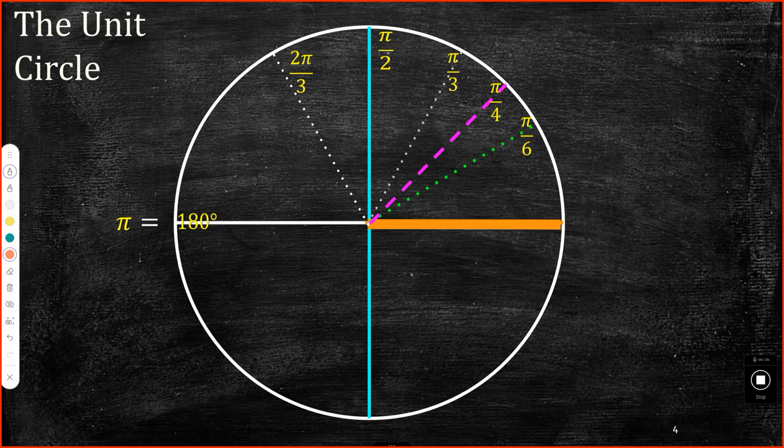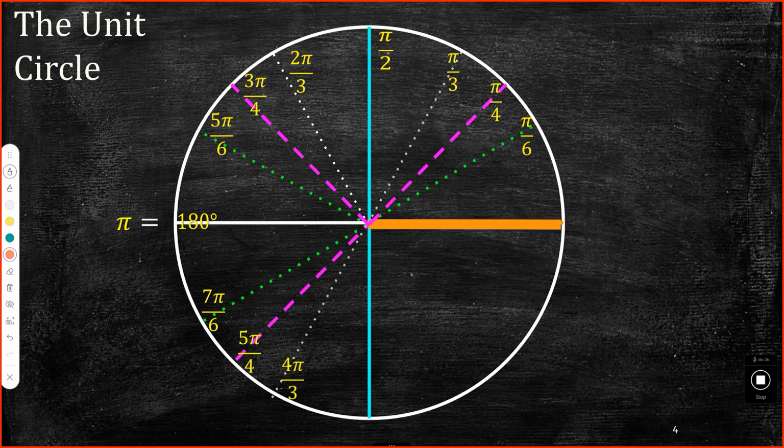What's the next one going to be? 4 minus 1. What's 4 minus 1? 3 pi by 4. What's the next one going to be? 6 minus 1? 5 pi by 6. These ones you add straight down. What's 6 plus 1? 7 pi by 6. What's the next one going to be? 5 pi by 4. What's the next one going to be? 4 pi by 3. What's the next one going to be? 3 pi by 2.